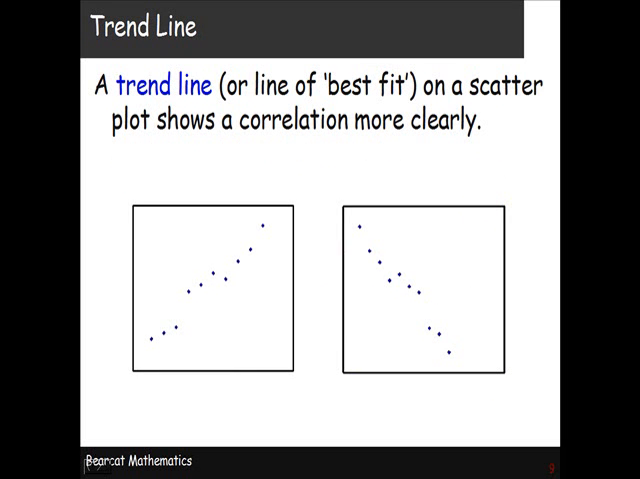A trend line, or a line of best fit, or just a best fit line on a scatter plot, shows the correlation more clearly. What we try to do with the trend line is draw a line that's as close as possible to every point in the data graph. So we've got this trend line and the other one. These trend lines are actually generated by Excel, and this is where Excel would have put those trend lines.